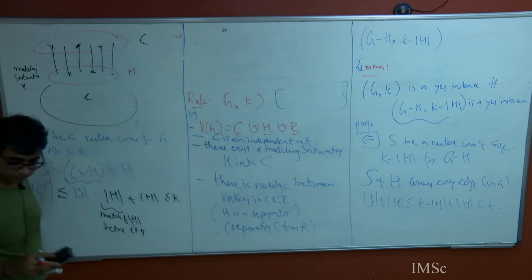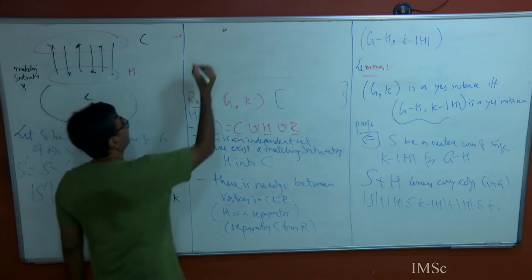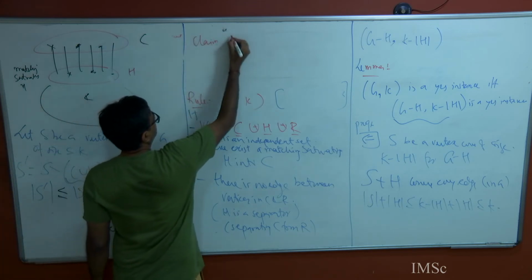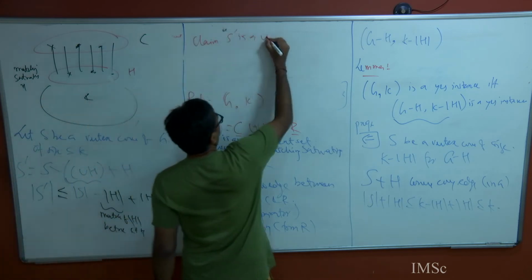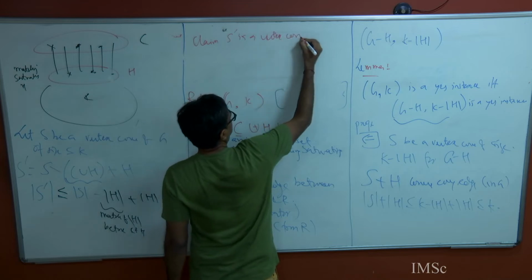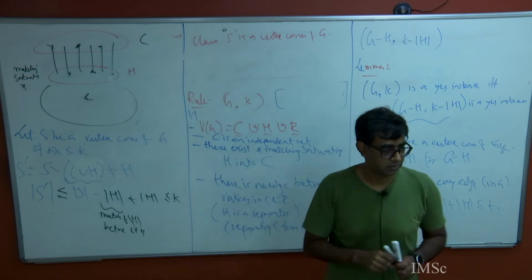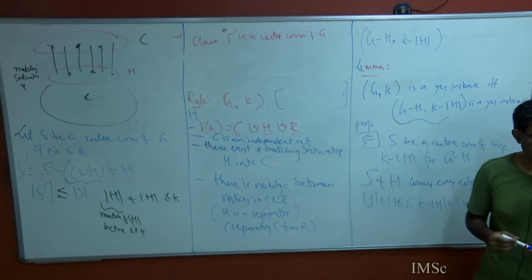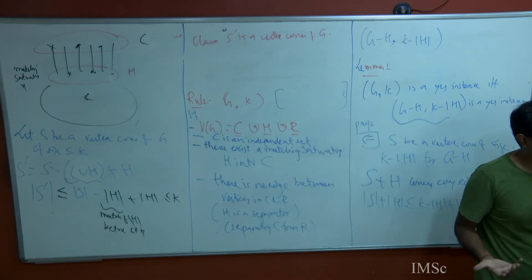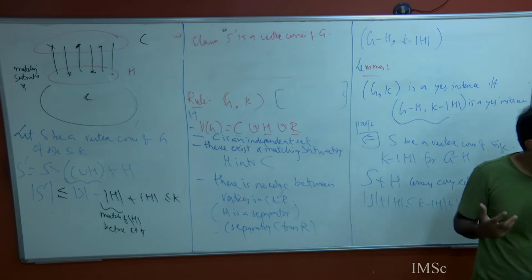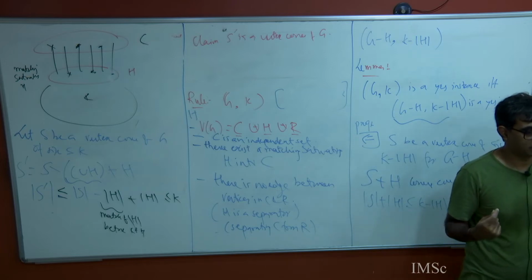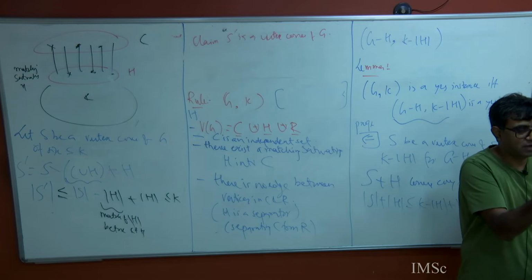Now, claim, this is obvious, but let's prove it anyway. Claim: S prime is a vertex cover of C. Does anybody have any doubt about this? Right? So what did I delete from S? I deleted the vertices from C.